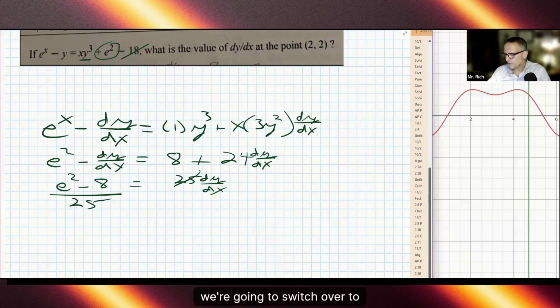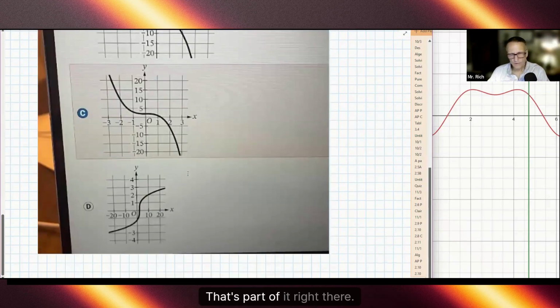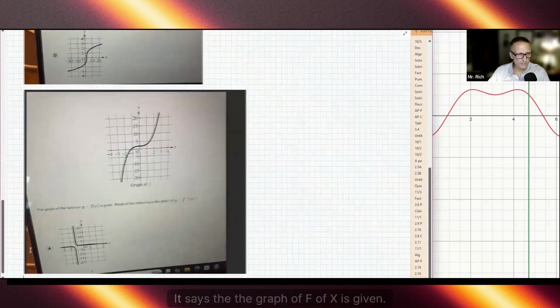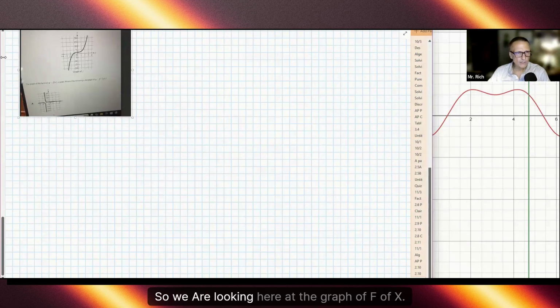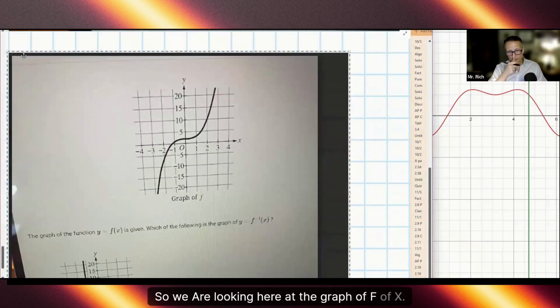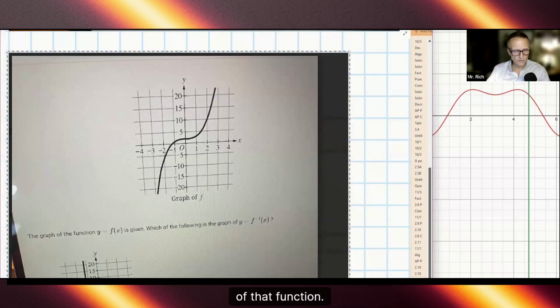All right, we're going to switch over to pre-calc for just a second, and I will pull up the next question. That's part of it right there. Let me go get the other part of it. Yeah, this is the part of it here. It says the graph of f of x is given. So we are looking here at the graph of f of x, which of the following is the graph of the inverse of that function?